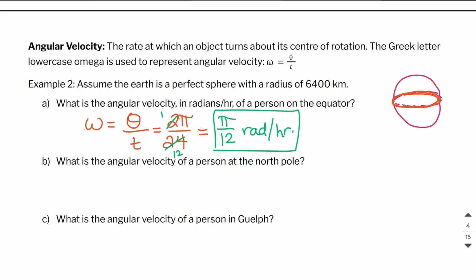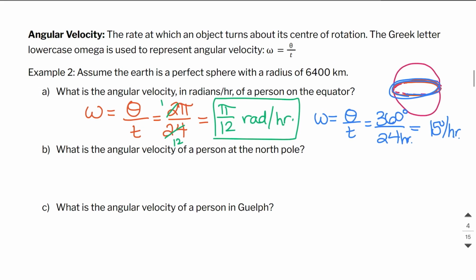Let's try to understand what's happening here, maybe with degrees, to kind of understand this a little bit better. So it's still theta over t, but if it's in degrees, a full revolution is 360 degrees. Divide that by time, which is 24 hours, you'd end up getting 15 degrees per hour. Okay? Now, let's skip question B and let's look at question C.